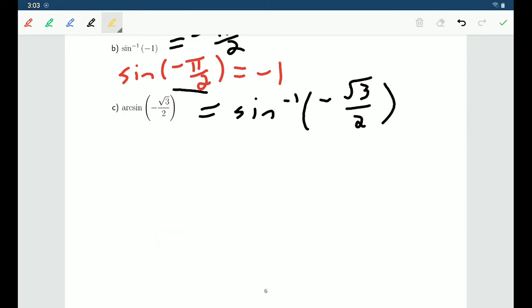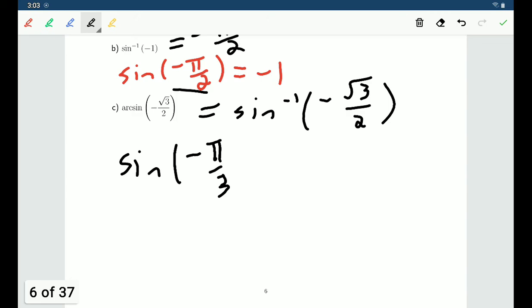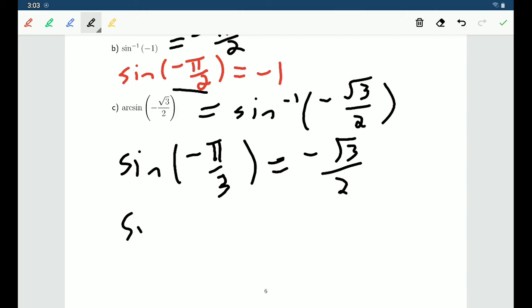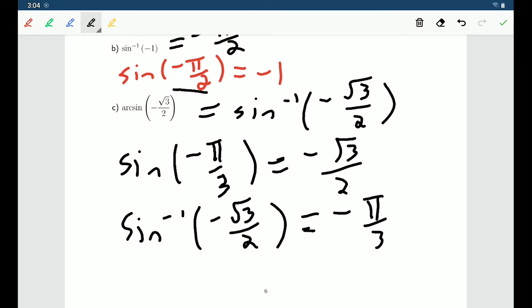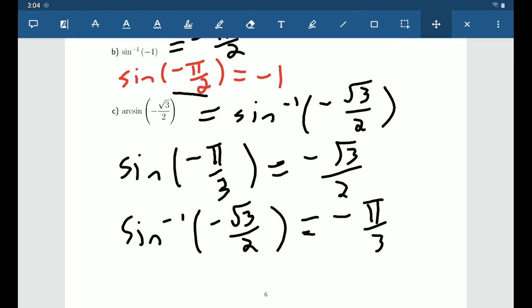So what do we have? We can now say that since sine of -π/3 is -√3/2, then that means sine inverse of -√3/2 is -π/3. All right, excellent. Let's do one more.